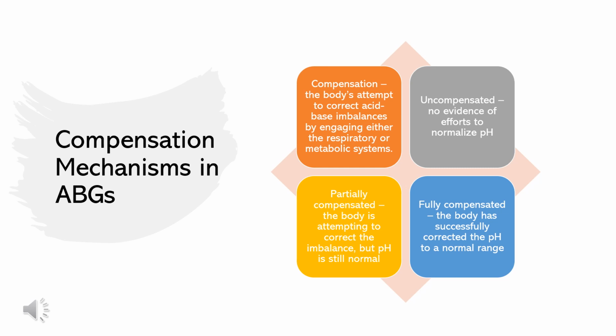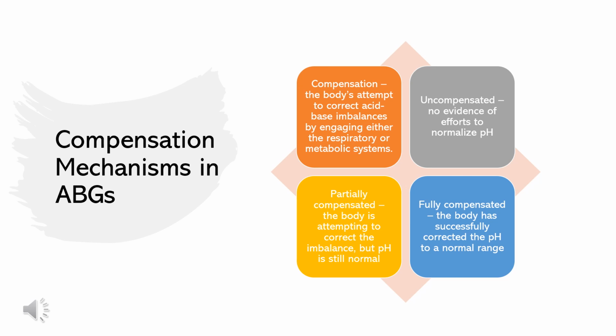If the body has successfully corrected the pH to a normal range, though PaCO2 and HCO3 may still be abnormal, that's called fully compensated. Here it's crucial to look at which value, PaCO2 or HCO3, has moved in the opposite direction of its normal range to correct the pH. For example, in compensated metabolic acidosis, pH returns to normal, but both HCO3 and PaCO2 are low.